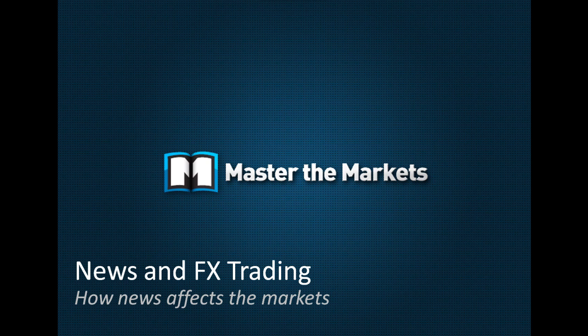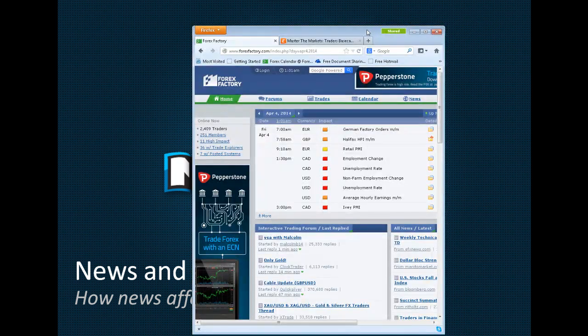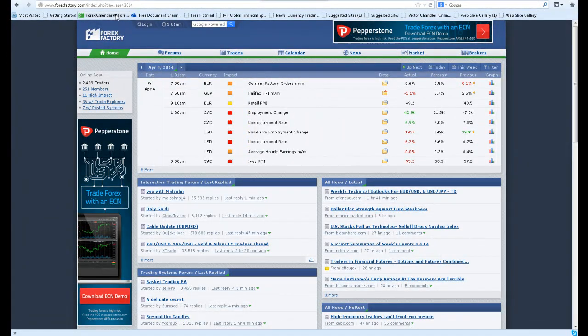news and forex trading, on how basically news affects the markets. As we have mentioned in Traders Basecamp, one of the places that you can learn more about news and the deep impact news is forexfactory.com, as you can see over here. That is www.forexfactory.com, and it's really very simple. You just look for mainly the deep impact news, so the ones in red over here.